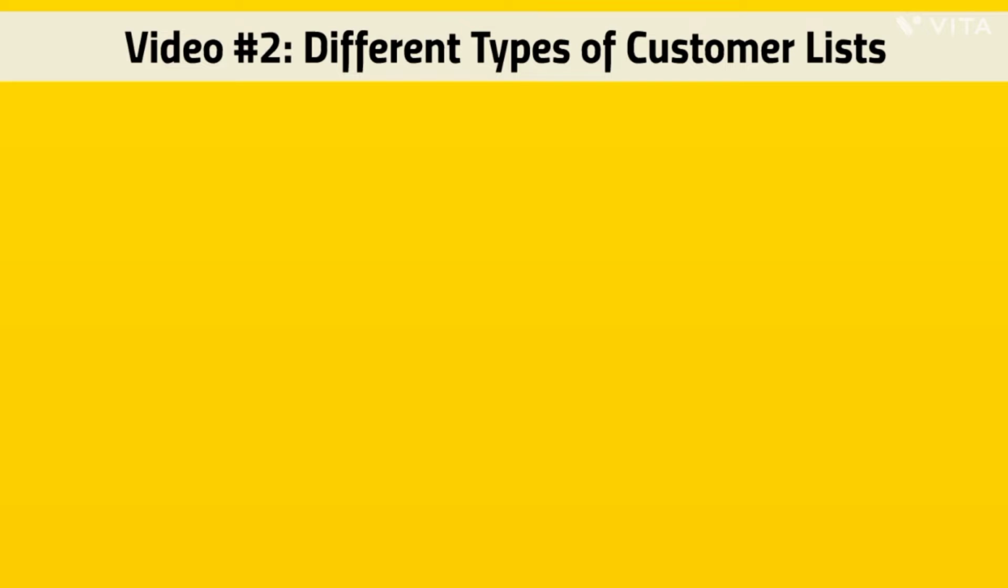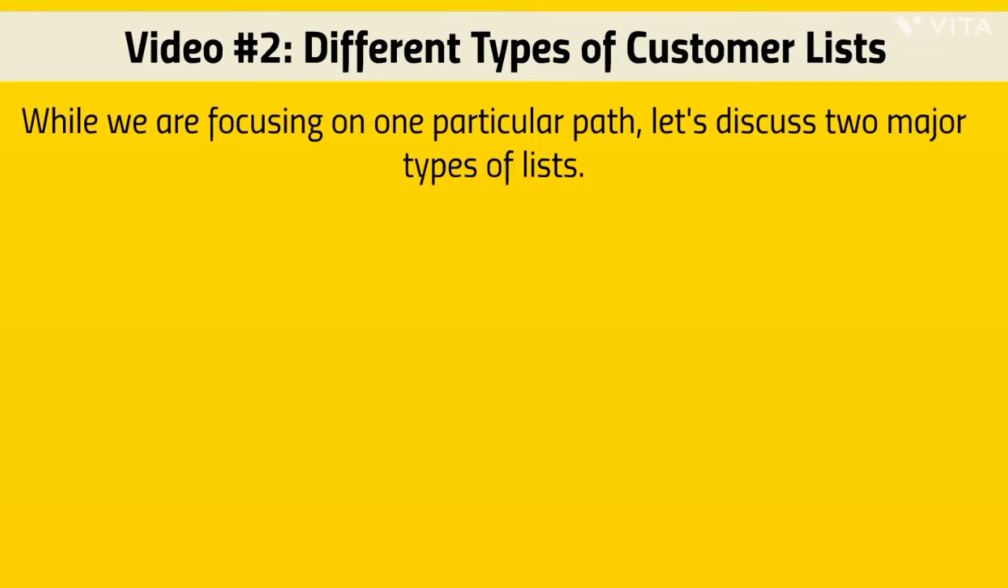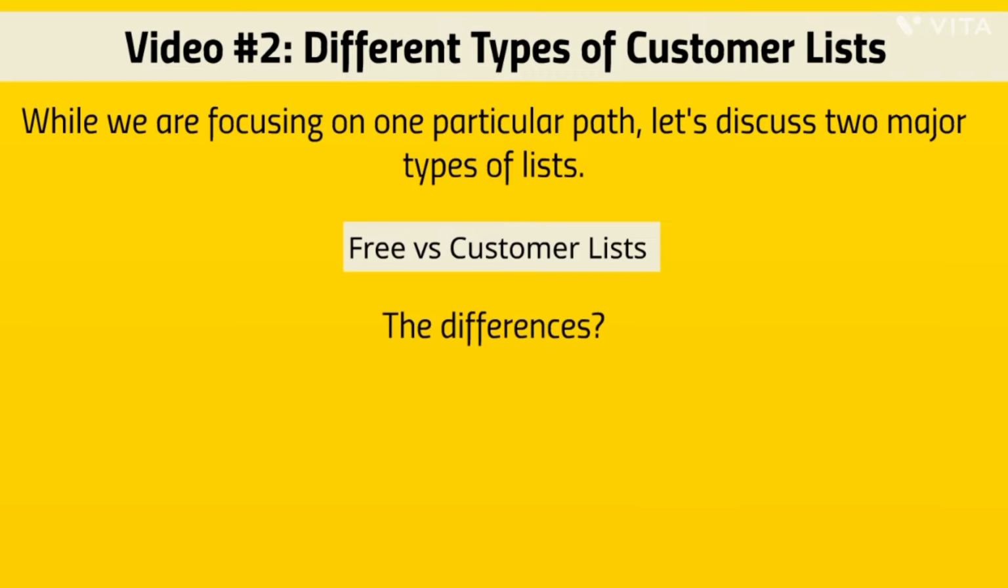Okay, so welcome back. This is video number 2, and we're going to talk about the 2 different types of customer lists. Now, while we're focusing on just one particular path, I really want to talk about the 2 major types of lists, because I really want you to get into that mindset of understanding why there are 2 different lists and why we are really focusing on just one particular one. So the 2 major ones are the free list versus the customer list. So a free list, let me explain the differences.